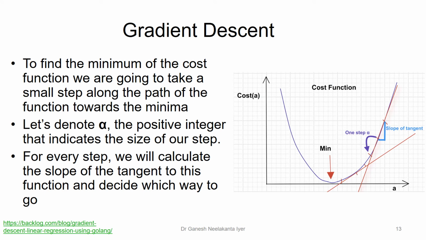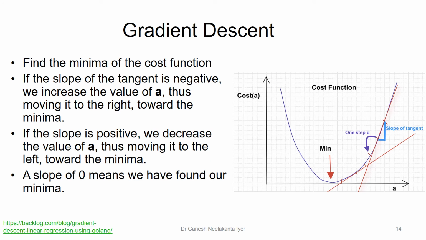So to find the minimum of the cost function, we are going to take a small step along the path of the function towards the minima. Let's denote it as alpha, a positive number that indicates the size of our step. For every step, we calculate the slope of the tangent to the function, you can see here, and determine which way to go. Should I go up or should I go down? To find the minima: if the slope of the tangent is negative, we increase the value of a. We will go to the right. If the slope is positive, we decrease the value of a. We will go to the left. Slope equal to 0 means we have found our minimum.